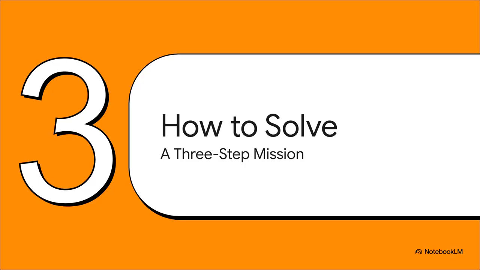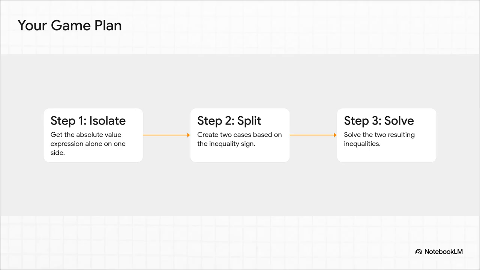So now that we have the why, it's all about distance and these two paths, let's get to the how. And the great news is there's a simple, repeatable, 3-step mission that is going to work for you every single time. That's it. This is your entire game plan. First, you got to get that absolute value expression all by itself on one side of the inequality. Second, you split the problem into its two cases. Is it the and sandwich or the or statement? And finally, you just solve the new inequalities you've made. Let's see this whole mission in action.